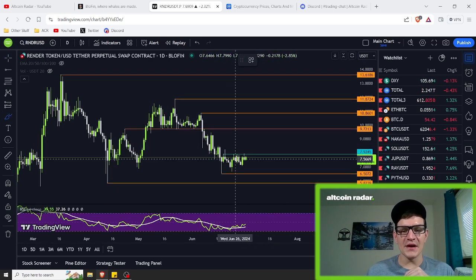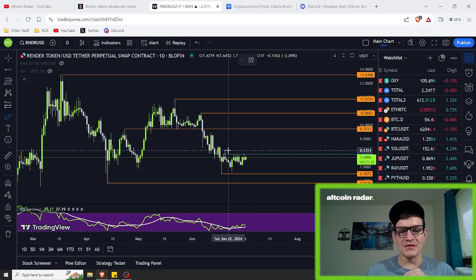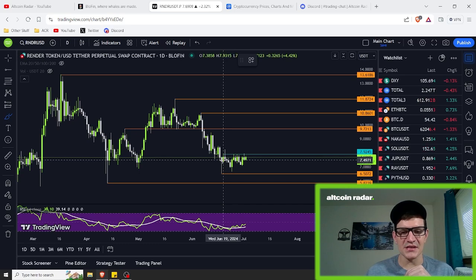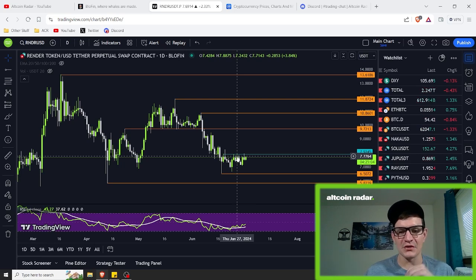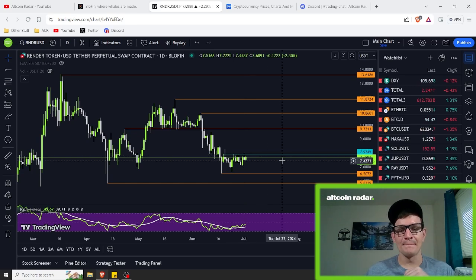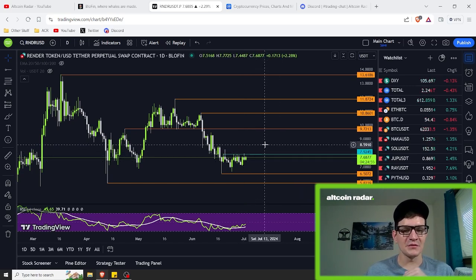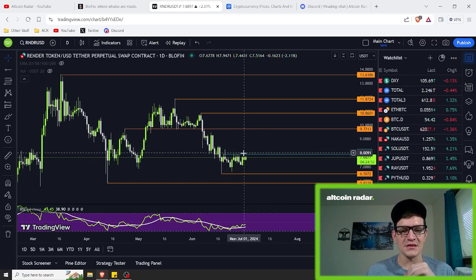We have got this midterm resistance area here at $7.92. As you can clearly see, we created this high on June 19th, and then we hit it again on June 25th, but failed to cross it. We hit it again on June 27th, again failed to cross it, and then yesterday we hit it again and failed to cross it as well. So we can definitely count this as a pretty strong midterm resistance level that we definitely need to cross.